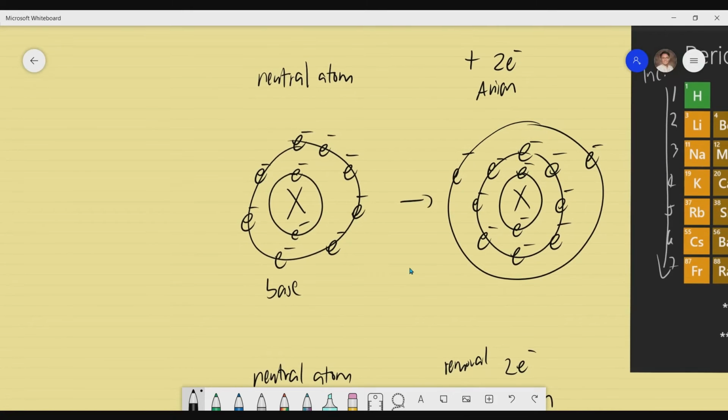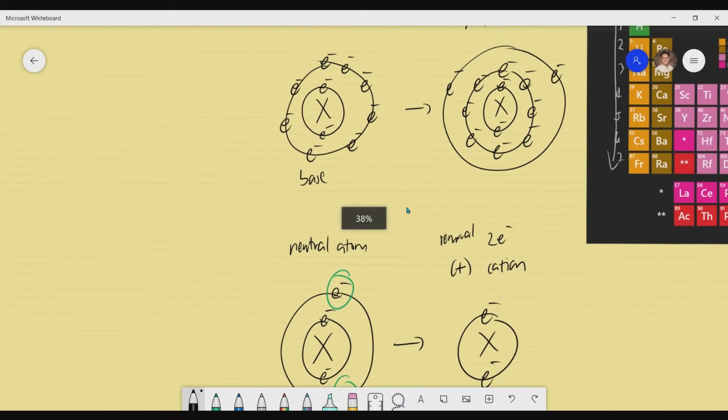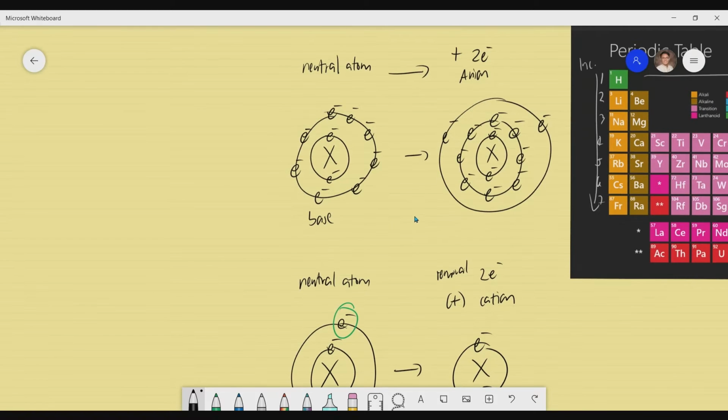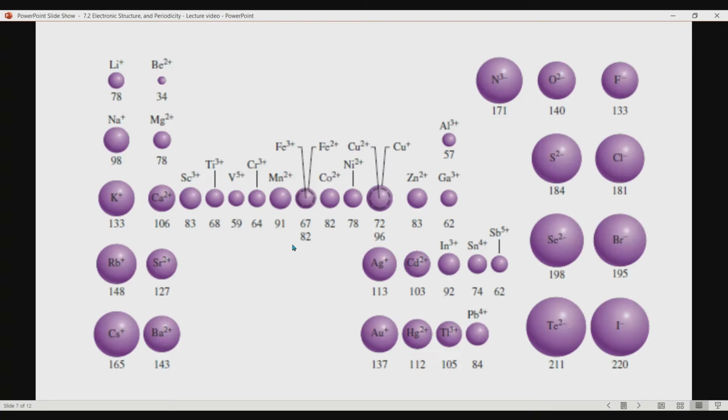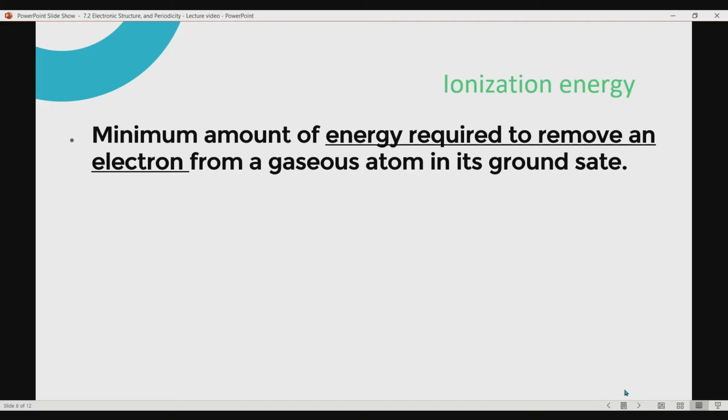Just like with that of the neutral turning into an ion, these particular examples are just theoretical. But I hope you got the idea that the anion is larger than the neutral, and your cation is smaller than the neutral. Okay, so that's for ionic radius. Now this is just a slide showing you the sizes of a couple of your elements from the periodic table, showing you their sizes the moment they become cations or anions. Okay? Okay. Next one, how about ionization energy?